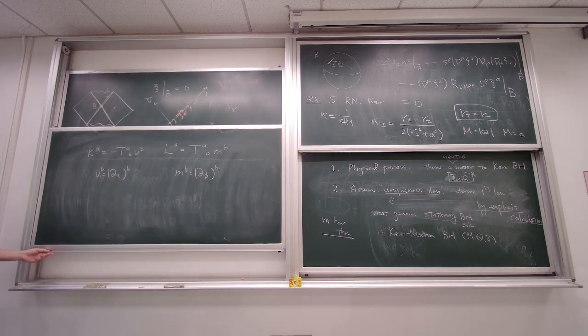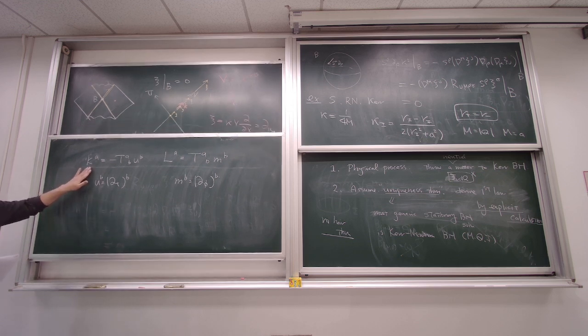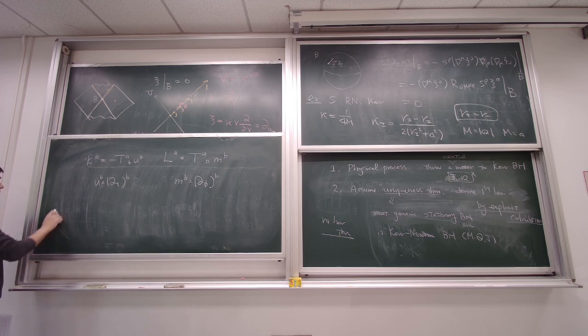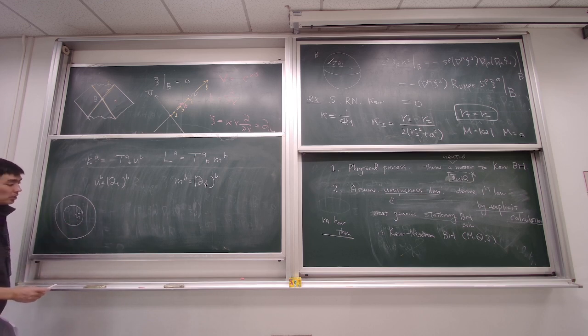Okay, so this is kind of like the energy of this matter. So we just consider the curved black hole again. You have the horizon sphere r plus, and then a physical process. So we just throw in some matter.